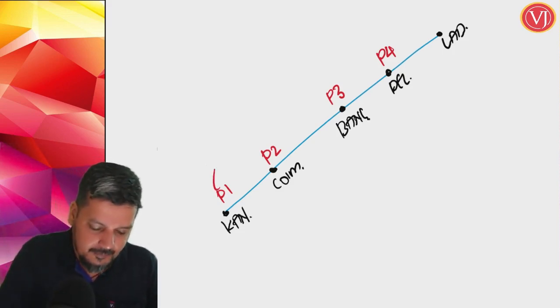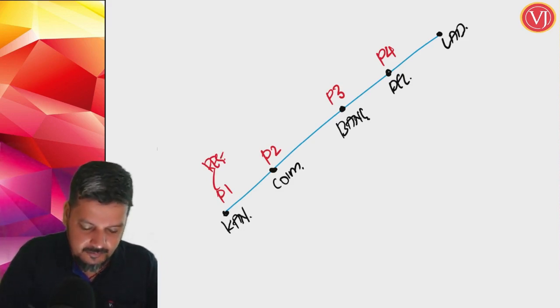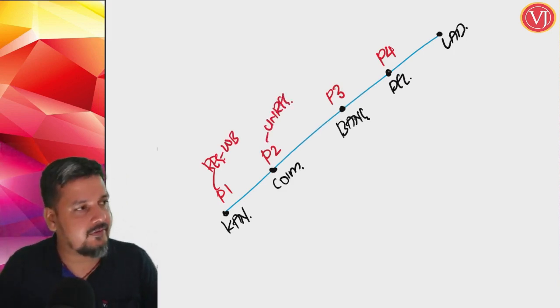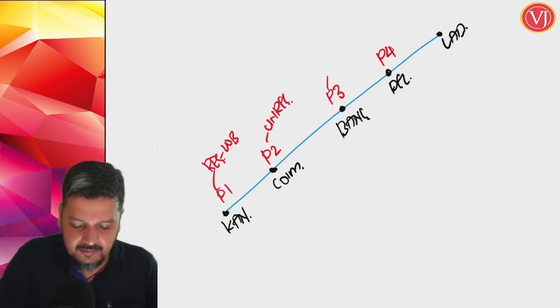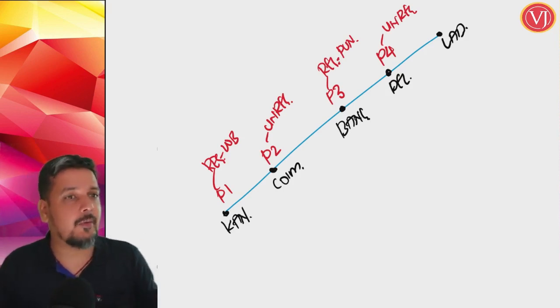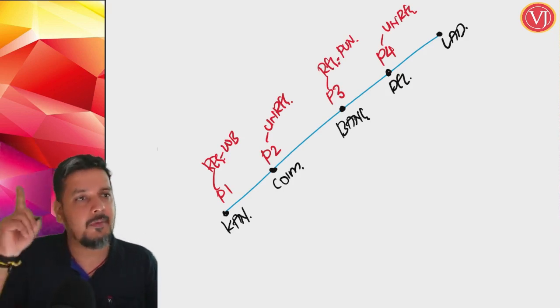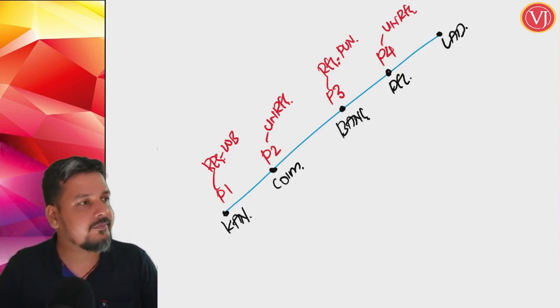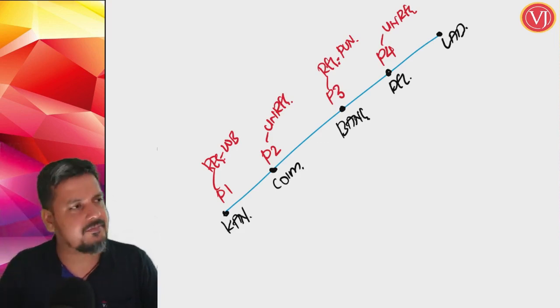Passenger 1 is registered, supposing in West Bengal. Passenger 2 is unregistered. Passenger 3 is registered, in Punjab. Passenger 4 is unregistered. Just because passenger 1 is entering at Kanyakumari does not mean he should be registered in Tamil Nadu. He may be registered in West Bengal. Just because passenger 3 has entered in Bangalore does not mean that he should be there in Karnataka. He may be there in Punjab.